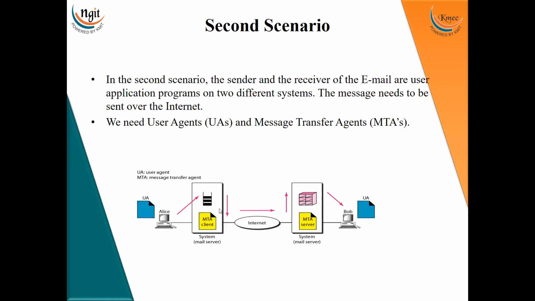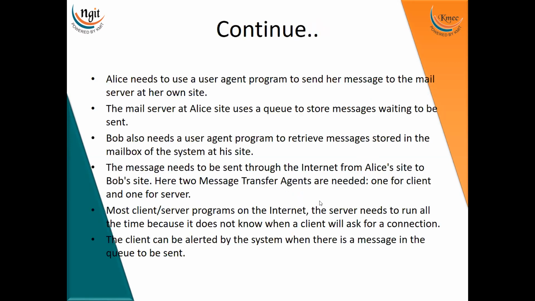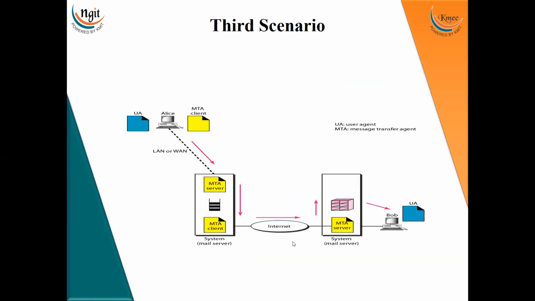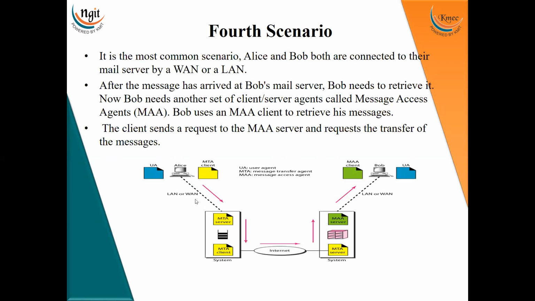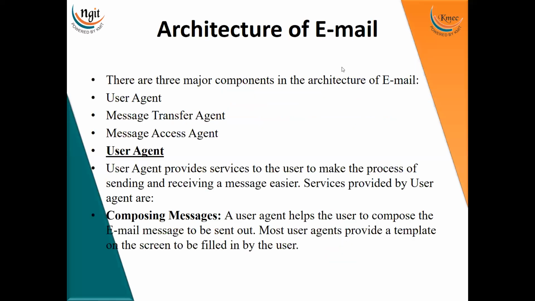In the second scenario, we have two client-server systems that are separate, but we have only one-to-one communication. In the third scenario, the client is only connected to the local area network. In the fourth scenario, both the client and server, that means user one and user two, can connect to the wide area network.